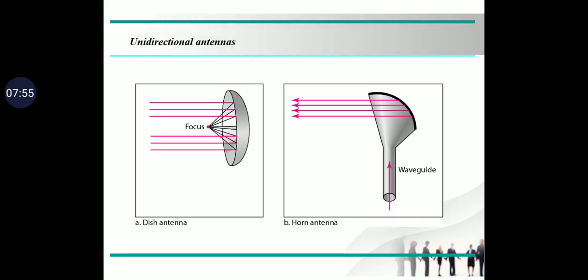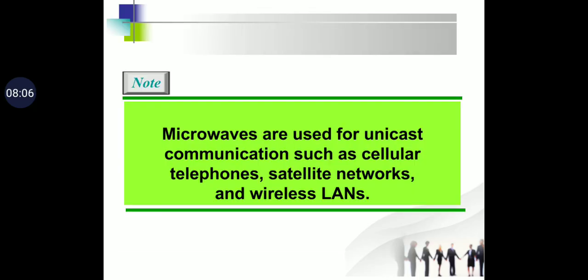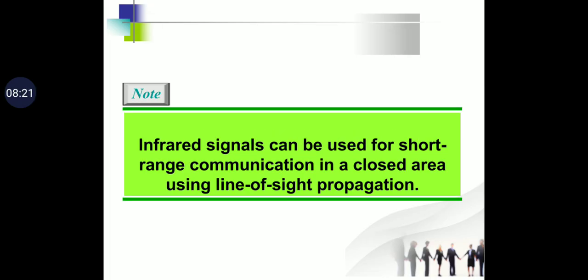Another type of antenna is the unidirectional antenna. Instead of all directions, it will be focused in a particular direction. Two types are there: dish antenna and horn antenna. Then microwaves are used for unicast communications such as cellular telephones, satellite networks, and wireless LANs. Unicast means one-to-one communication between two systems.